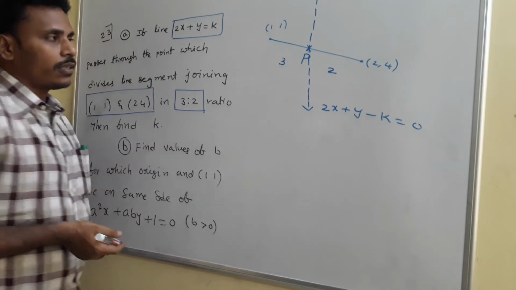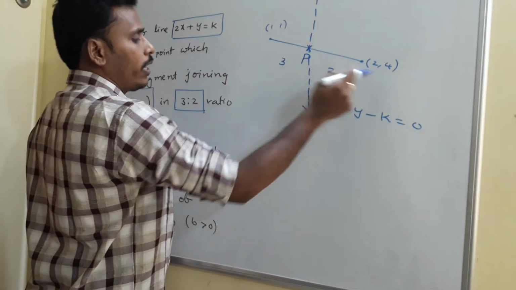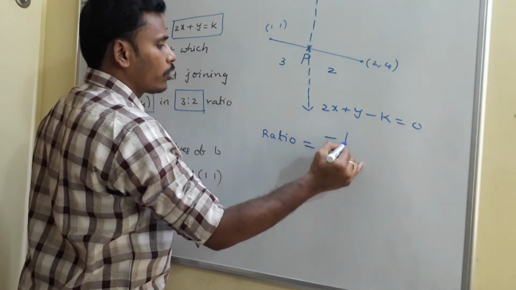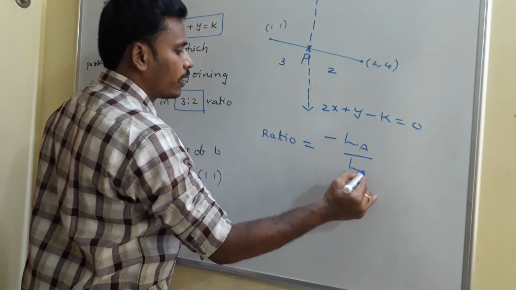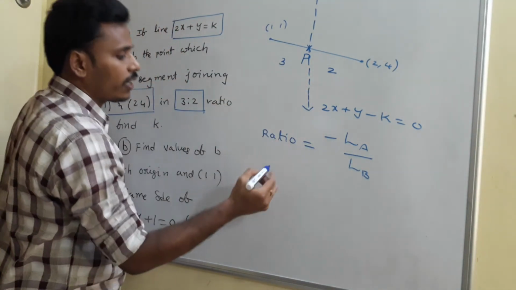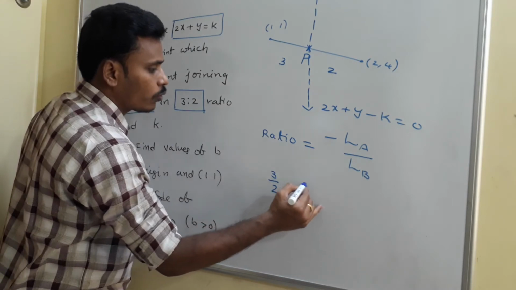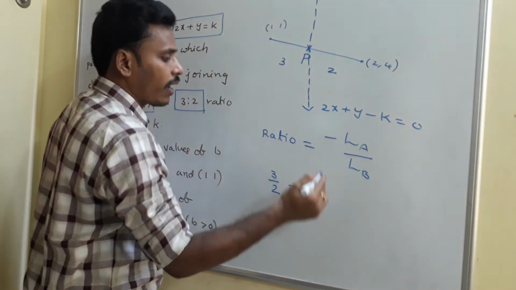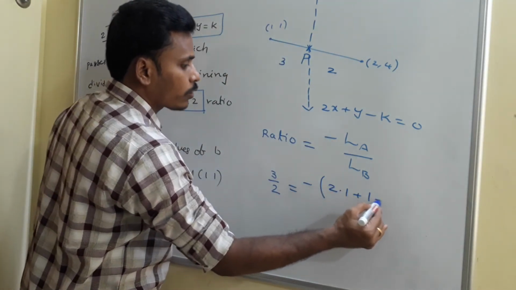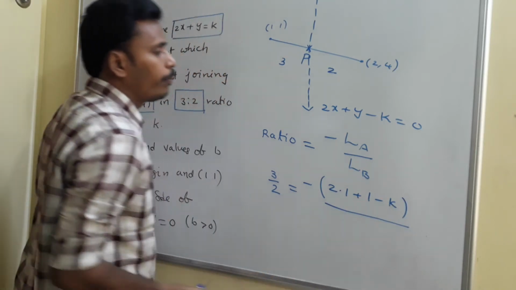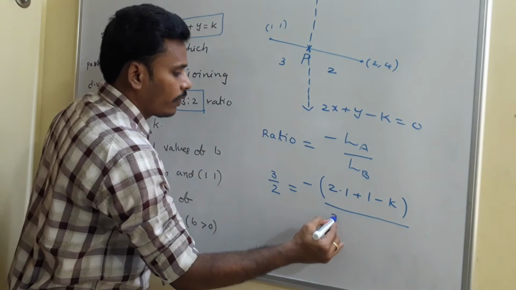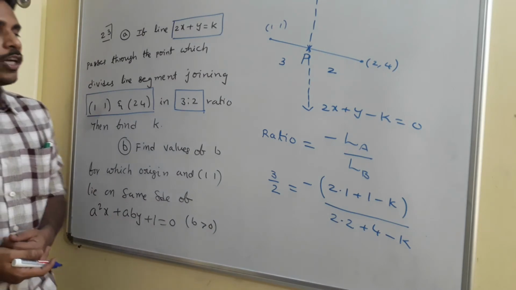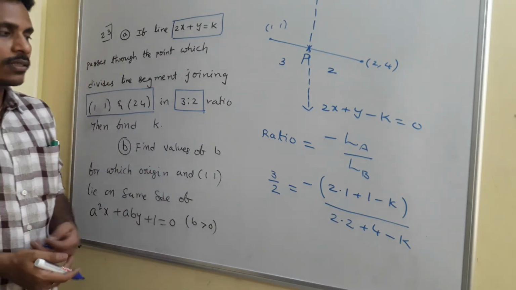In this situation, we have a line and two points. The ratio is given by the rule that ratio equals minus LA divided by LB. And here the ratio is directly given as 3/2, and that equals minus of LA. LA means substituting the first point in the given line, so it becomes 2 into 1 plus 1 minus k, divided by LB. Substitute the second point in the given line, then it becomes 2 into 2 plus 4 minus k. This is what you need to simplify to get the value of k. The task is simple, I think.